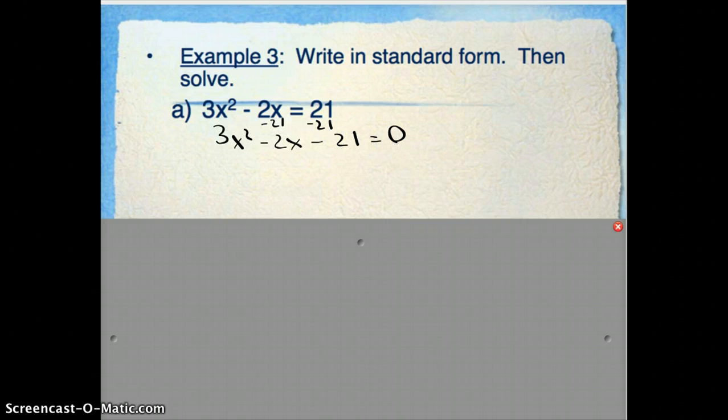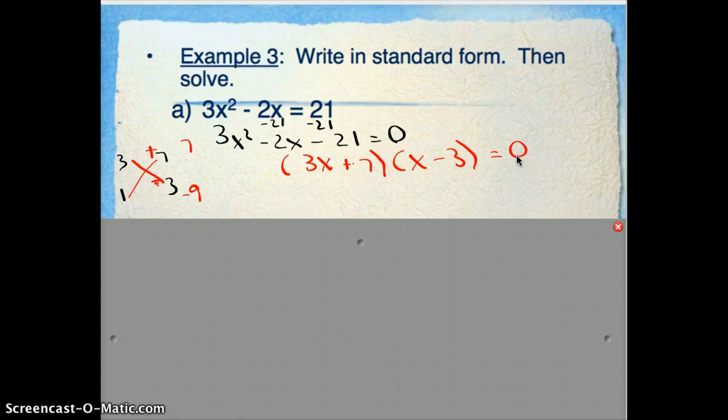So I'll probably start with 3 and 1, and I'd probably start with 7 and 3. I'm looking at the cross products here. It looks like 3 times 3 is 9, 1 times 7 is 7. I can make that equal negative 2 if the 9 is negative. Okay, so I'm going to put the negative 3 here and the plus 7. So it looks like my factors are 3x plus 7 times x minus 3.